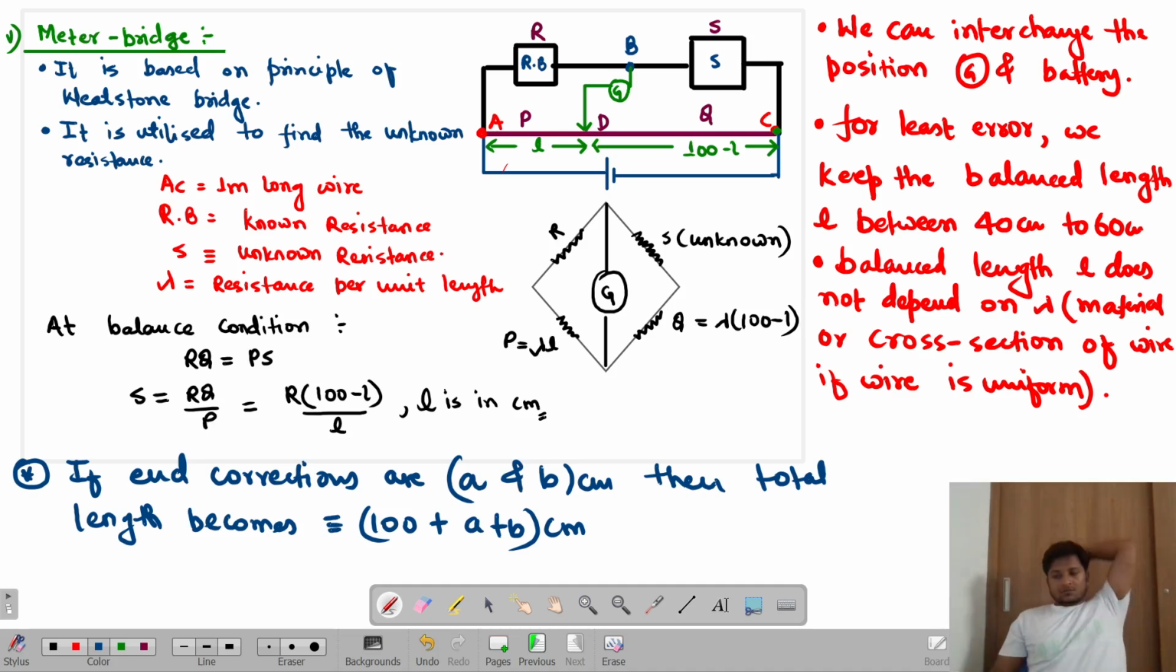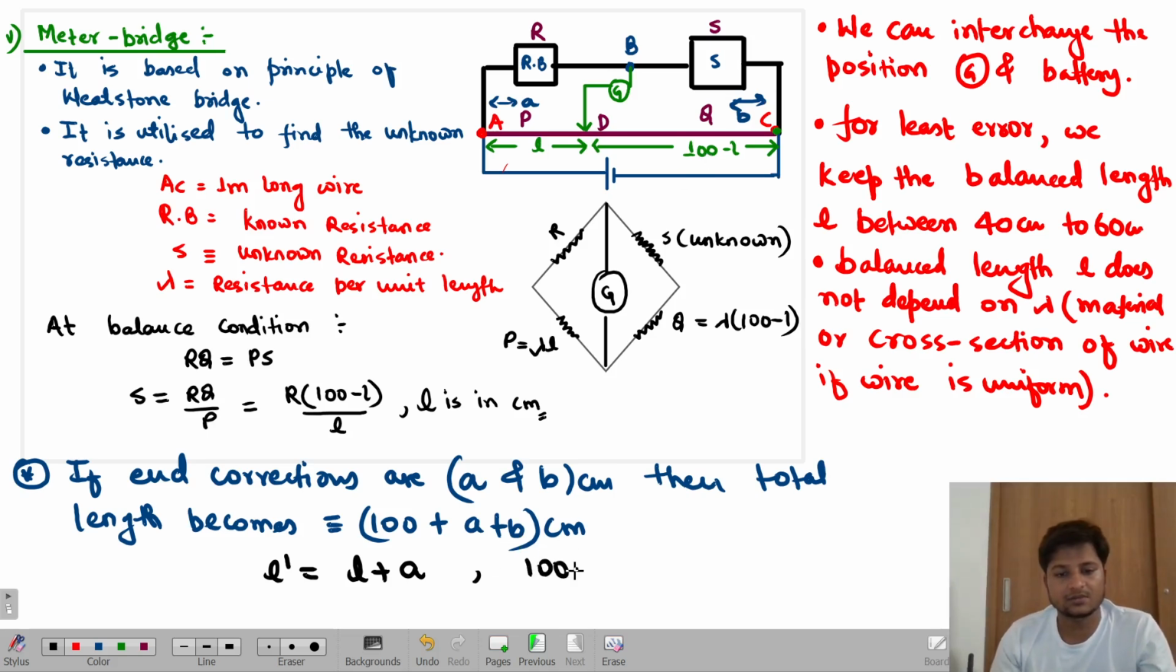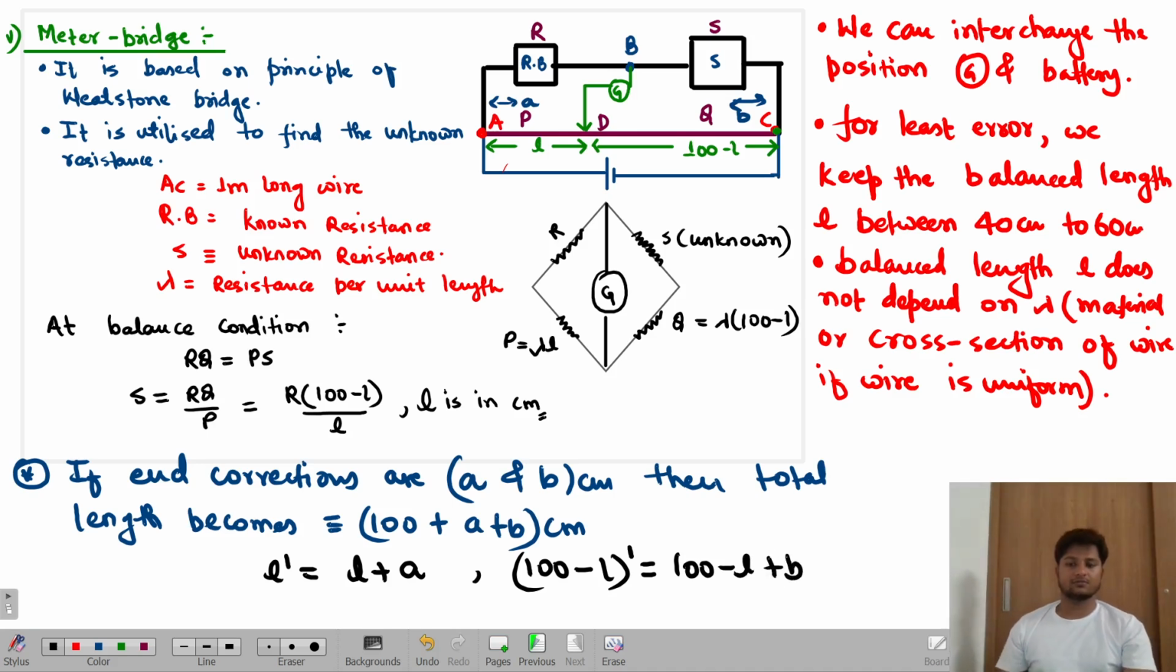So now, if the end corrections are included, the total length is 100 plus A plus B. So A is present over here, isn't it? B is present over here. So A will change the L to L dash, or not? So L dash is equal to L plus A. While this B will change 100 minus L. So 100 minus L dash is equal to original 100 minus L plus B. Is this clear?